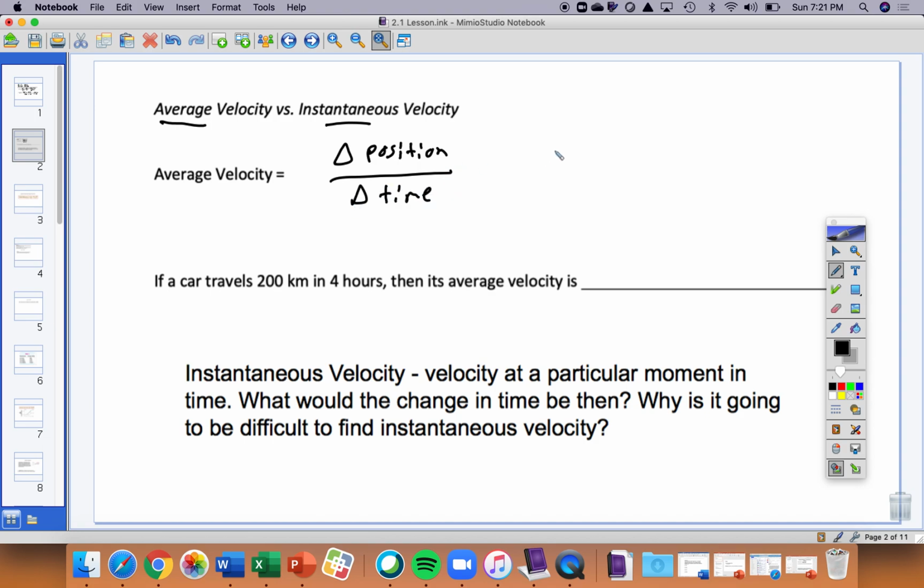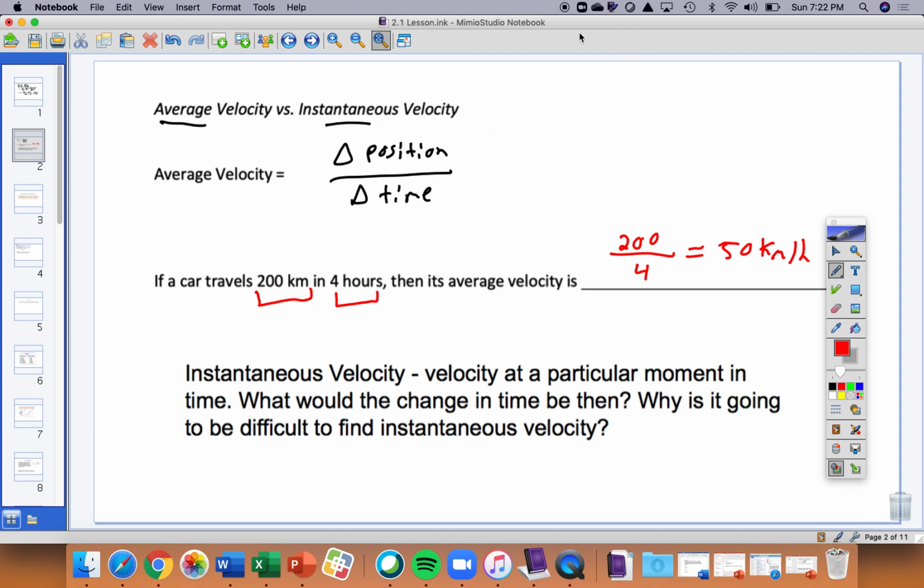So if I was in a car traveling to, let's say, Boston, and it's 200 kilometers to Boston, and it takes me 4 hours, the average velocity, according to my formula, is change in position over change in time. That would be 200 kilometers over the total time of 4 hours. So my average velocity was 50 kilometers per hour. That's a rate of change. That's how many kilometers I was going per hour.